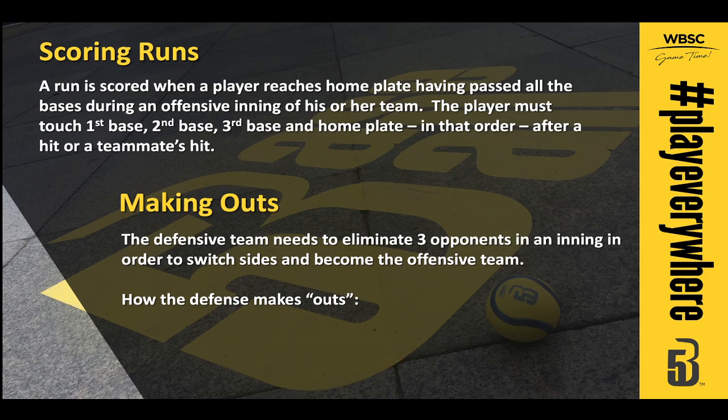Switching gears, we'll go to the bottom half of the screen and start talking about outs. We already know that the defensive team needs to eliminate 3 opponents or make 3 outs in an inning in order to switch sides and become the offensive team. But how can the defense make outs? Well, we're going to have a look at a number of examples.